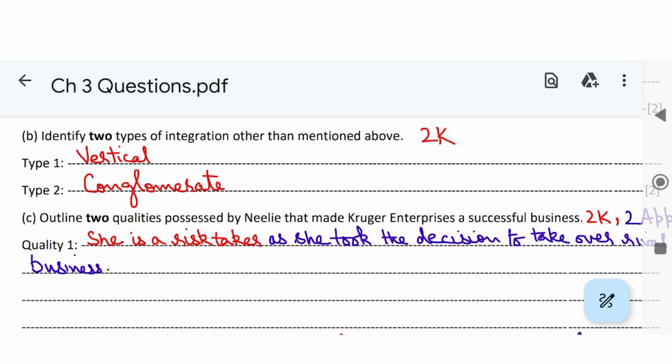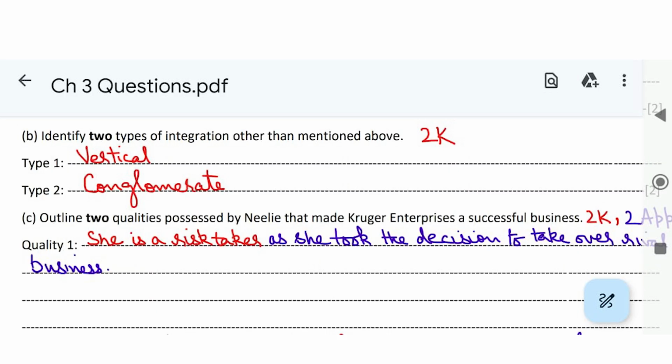Now, part C of the same question. Outline 2 qualities possessed by Neely that made Kroger Enterprises a successful business. Now, what is the command word? Yes, you are right. Outline. Whenever the command word outline is there, there are 2 hidden objectives set by the examiner. One, knowledge. Second is application. So there are 2 marks for knowledge and 2 for application.